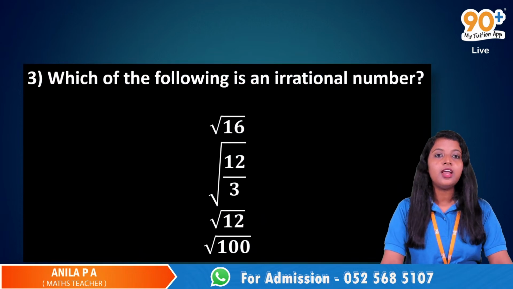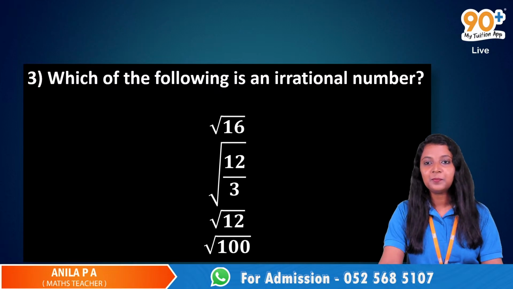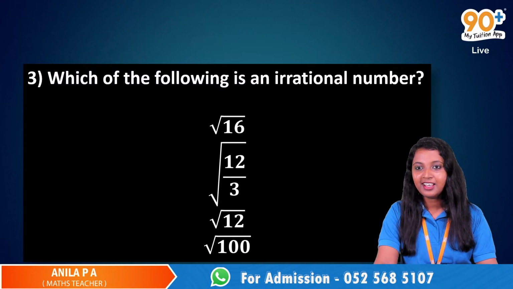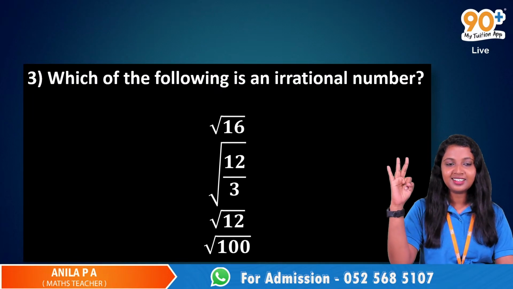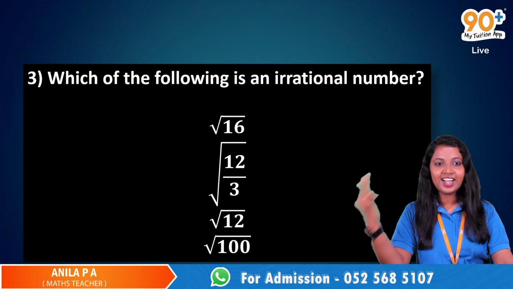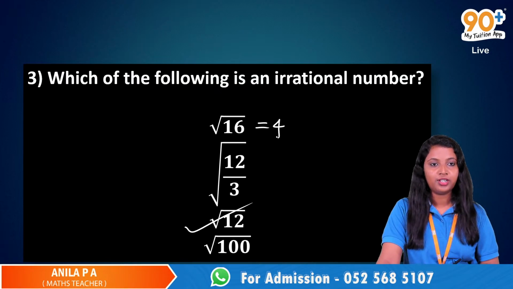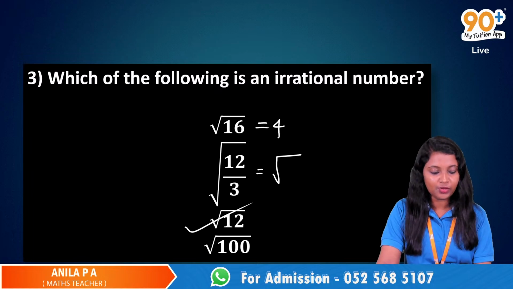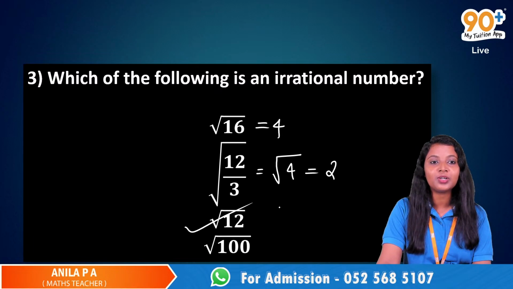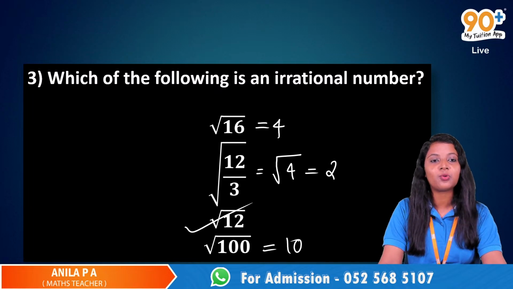The third question, which of the following is an irrational number? Option number 3. Why is it 3? See, what is root 16? Root 16 is equal to 4. Then root 12 by 3 is root of 12 by 3. What is 12 divided by 3? 4 3s are 12. So root 4, and that is equal to 2. And root 100 is 10. So the only irrational number here is root 12.